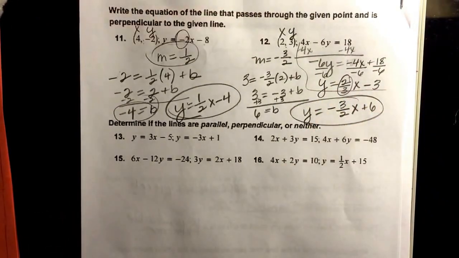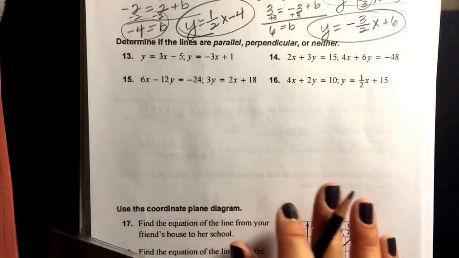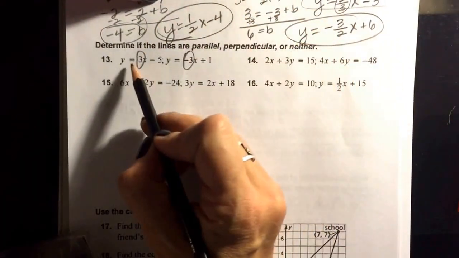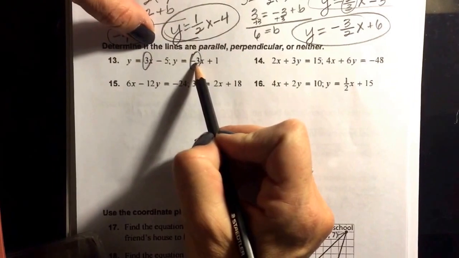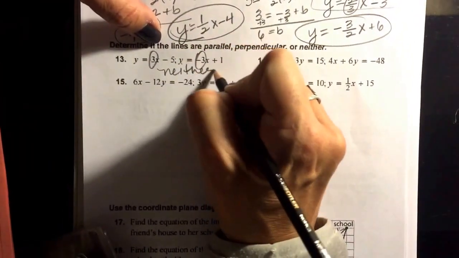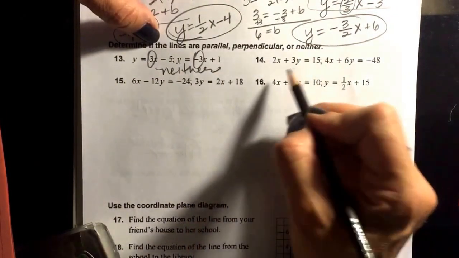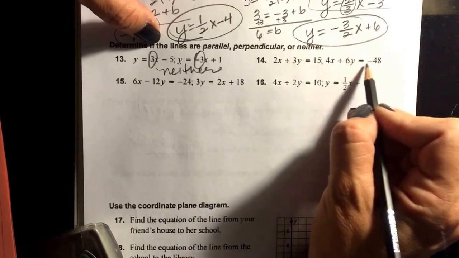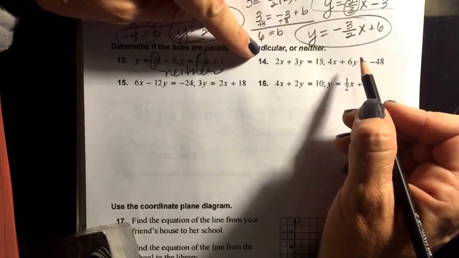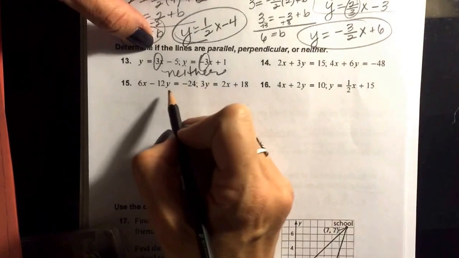Now, in the next group of problems, I have to determine if the lines are parallel, perpendicular, or neither, which means I have to compare their slopes. Right here, I'm seeing the two slopes of 3 and negative 3. Those are opposite. They're not opposite reciprocals. These lines would be neither parallel or perpendicular. Neither. When I go into number 14, I can see that I'm not in slope-intercept form to figure out what the slopes are. So actually, I'm going to move over here to 15. I'm going to do that, and then I'm going to spread my work around and get 14 and 16 going.